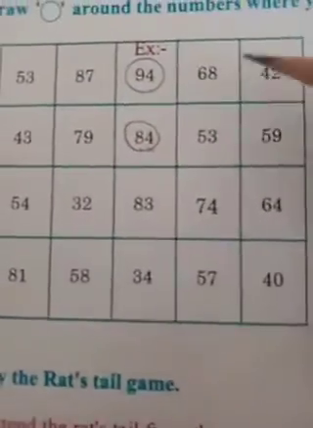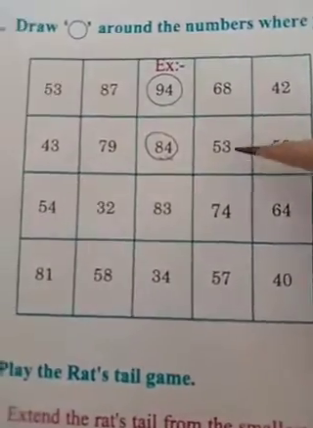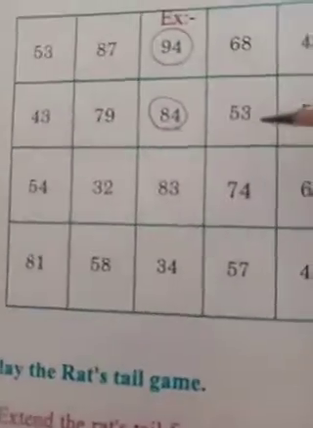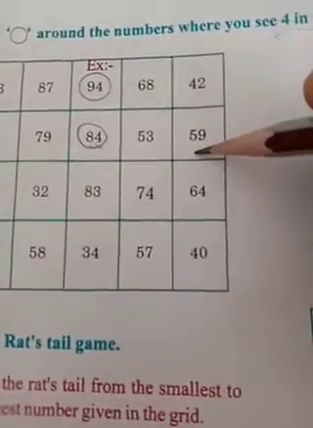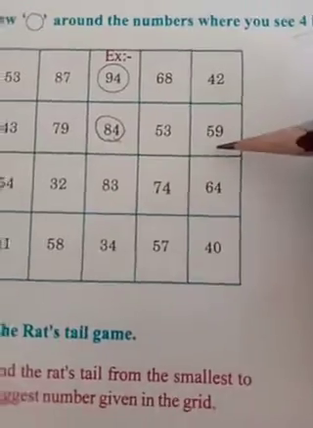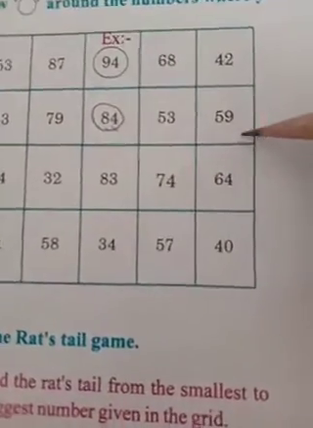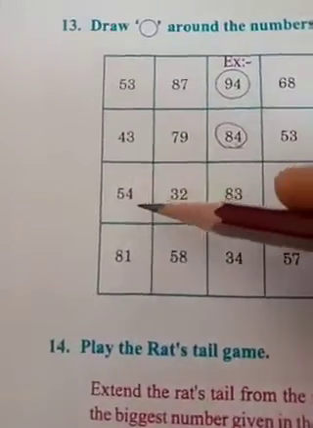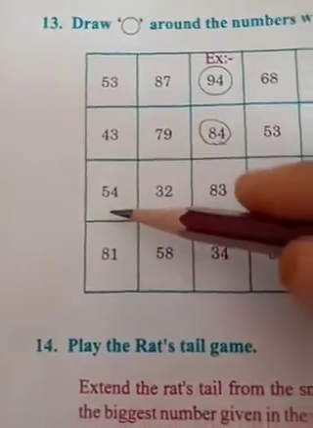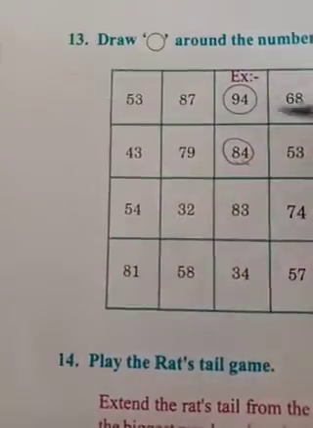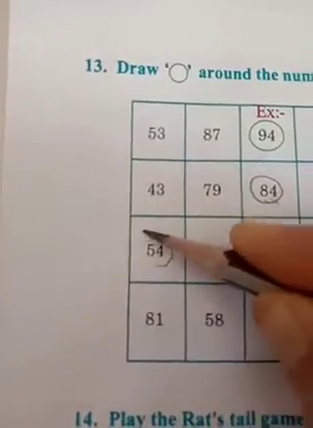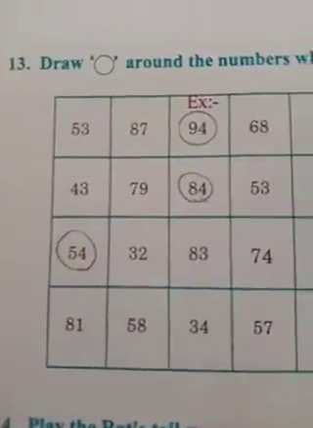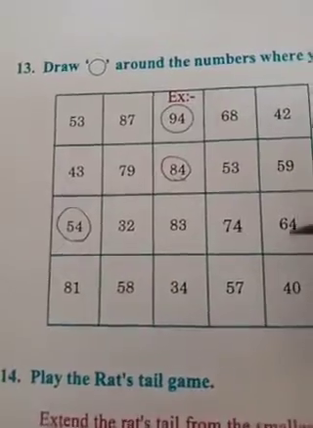See here. 3 in ones place, 5 in tens place. What is this number, children? 53. Here 59: 5 in tens place, 9 in ones place. So here 4 in ones place, 5 in tens place. 4 in which place? Ones place. Circle it. Next one.